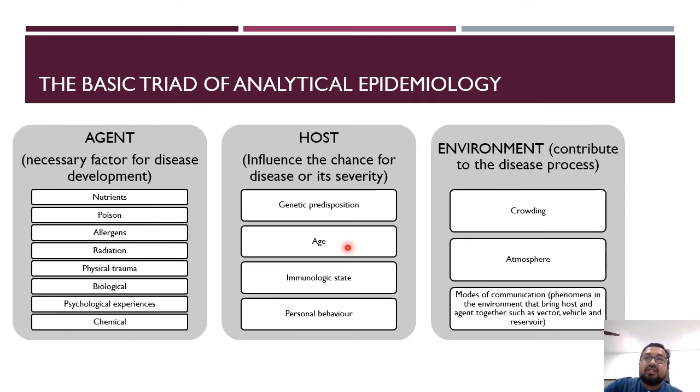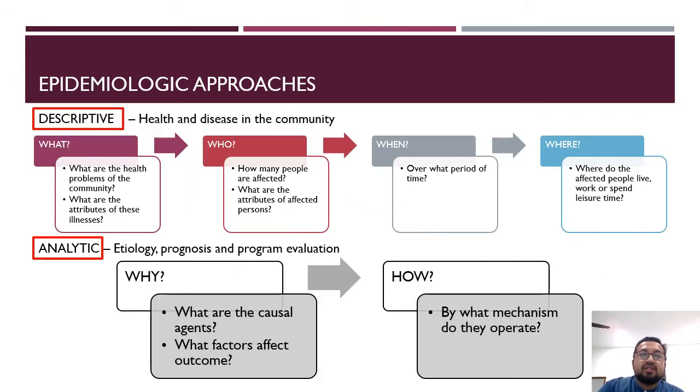And then environment, contribute, yang mempengaruhi sesuatu agent tu menyebabkan disease dekat host. Tempat yang sempit, crowding, atmosphere, okay, modes of communication dekat environment tu, apa yang menyebabkan dia boleh membantu agent ni masuk dalam host. Okay, so benda-benda tu yang penting dalam ni. So kena ingat triad tu. So epidemiologic approaches, okay.